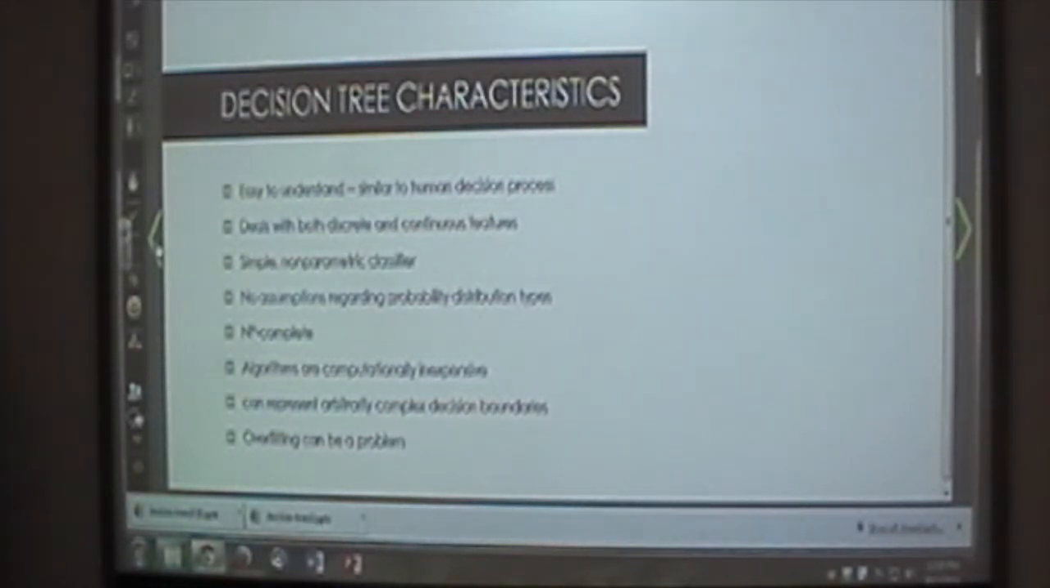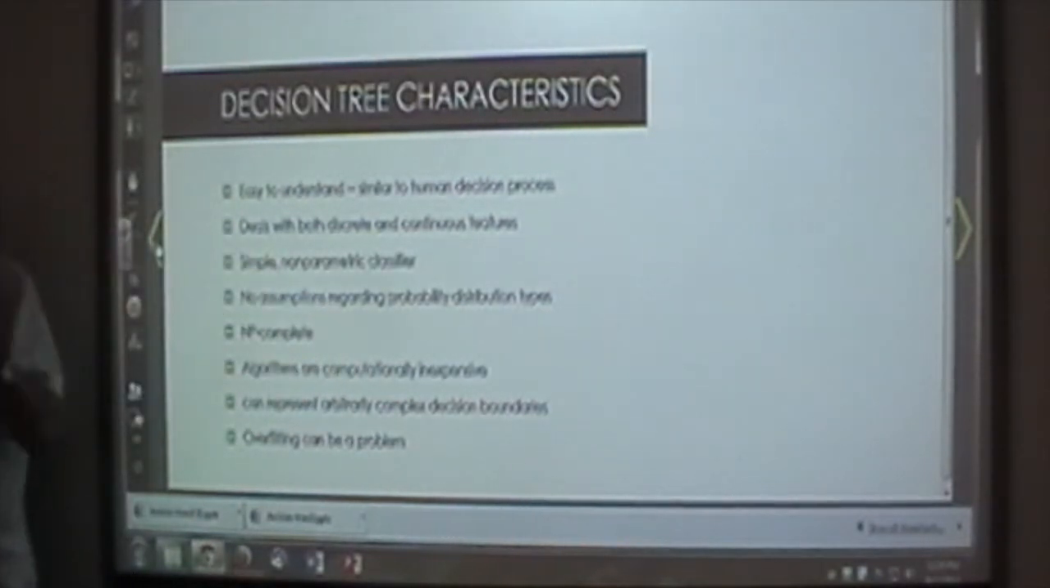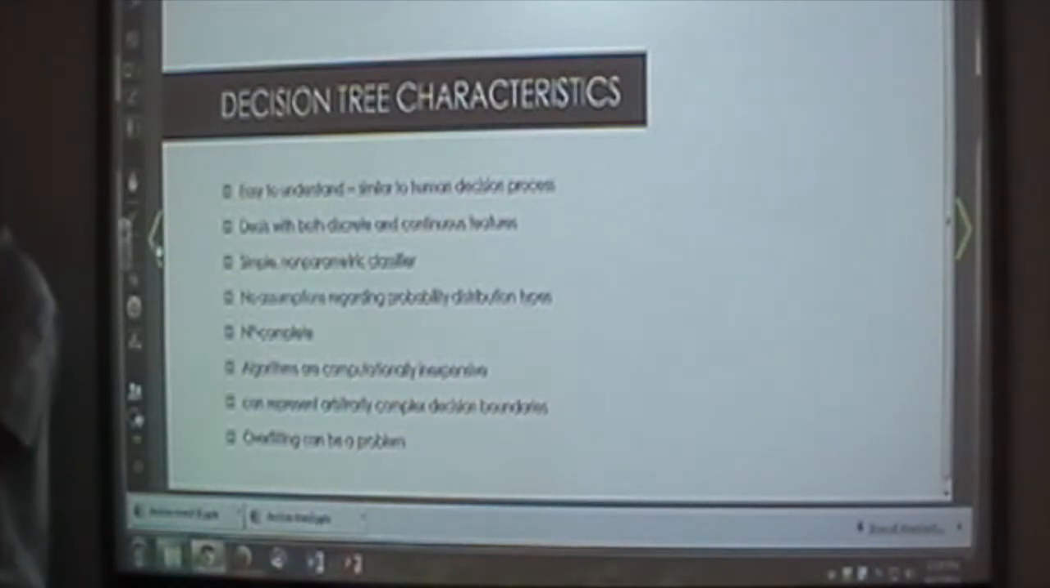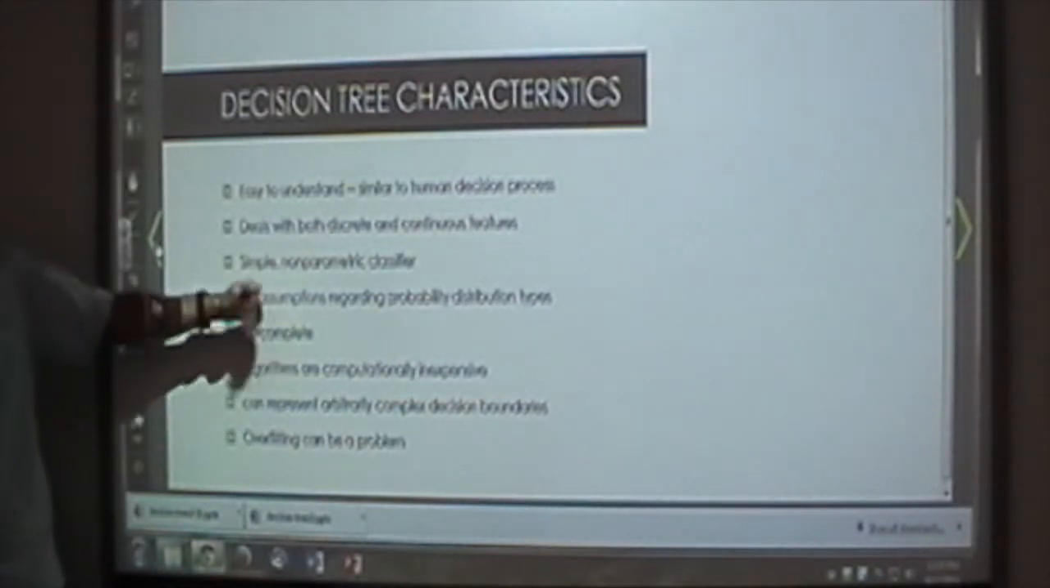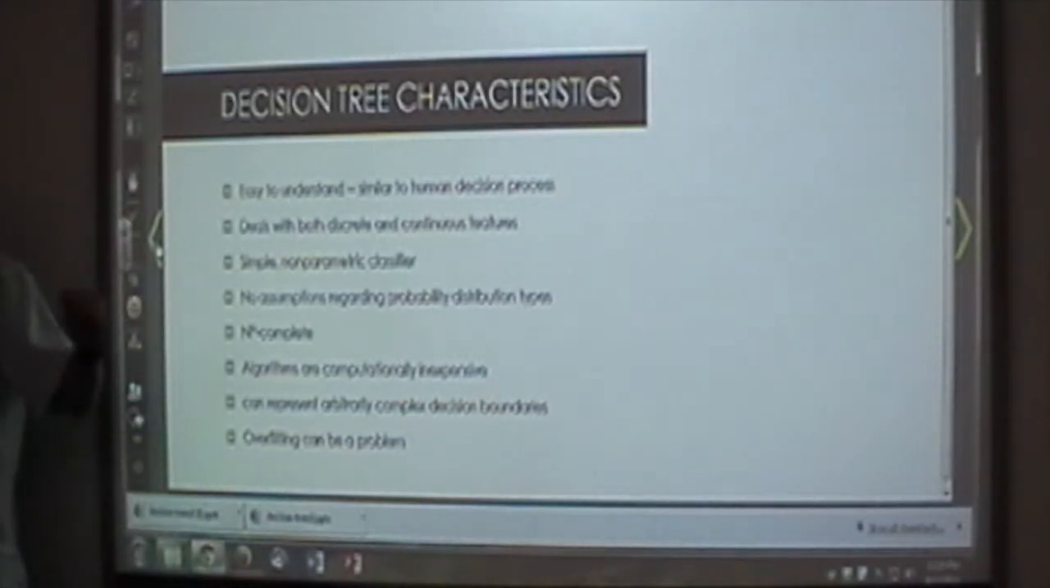It's non-parametric, so we don't have to worry about setting parameters to come to decisions. We don't make any assumptions about what sorts of probability distributions underlie the classifying algorithm. We'll see some different cases where we do have to worry about this as we proceed, about the probability distribution types. It is NP complete, which means in particular it's an NP hard problem.